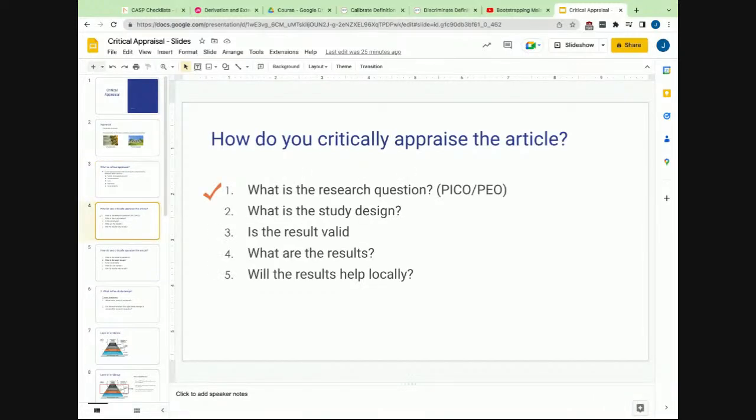So there are 5 steps to critically appraise an article. First question is, what is the research question? And then what is the study design? Is the result valid? What are the results? And will the results help locally the people I see? I'm going to briefly talk about the study design first, and then when we go deep into the paper, we can look at the study question.